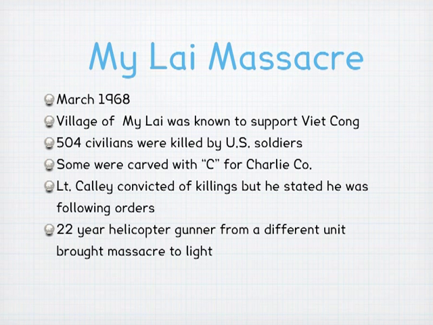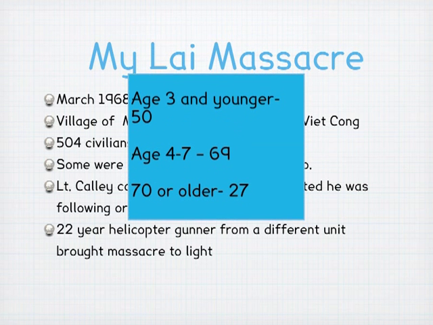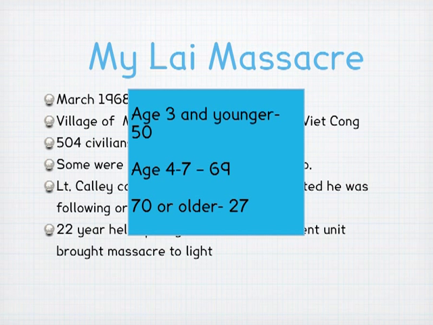It was sort of stopped and brought to light by a helicopter gunner from a different unit. It was a very, very important turning point in the war. And what you have to consider is what was the impact of the My Lai massacre. Here we see some of the figures. We know that 50 babies under the age of 3 were killed. We know that nearly 70 between the ages of 4 and 7 were killed, and we know that 27 people who were 70 or older were killed. These were men, women, and obviously children who were massacred because they were supposedly supporting and aiding the Viet Cong.